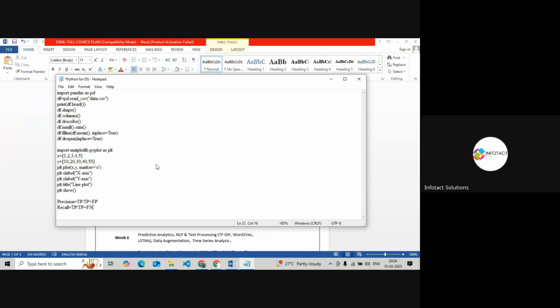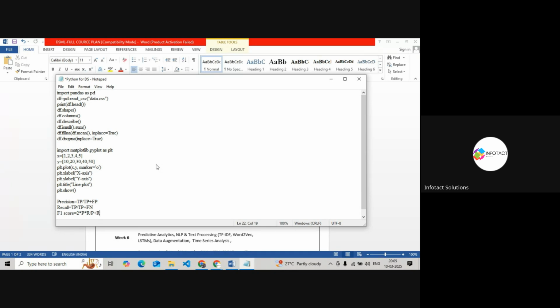Okay, what is support? Support refers to the number of actual occurrences of the class in the dataset, that is, the number of instances in each class. And what is the formula for F1 score? F1 score is equal to 2 into precision into recall upon precision plus recall.